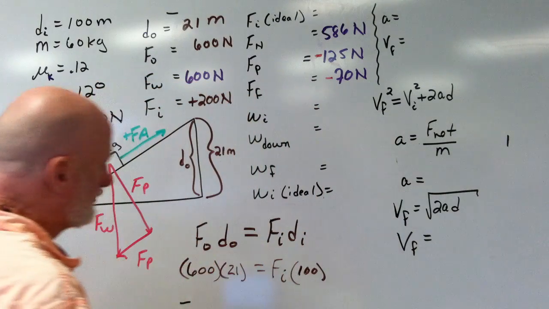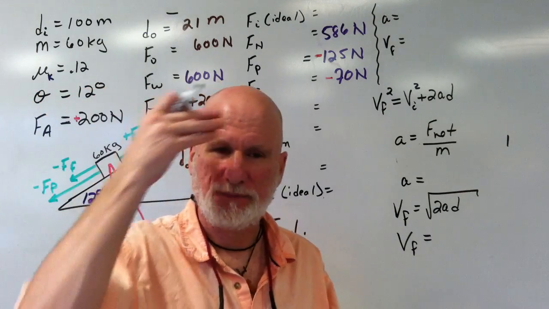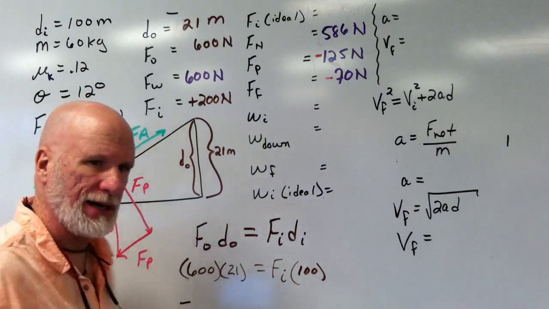Okay, now, so FI equals what? What is 21 times 600 divided by 100?